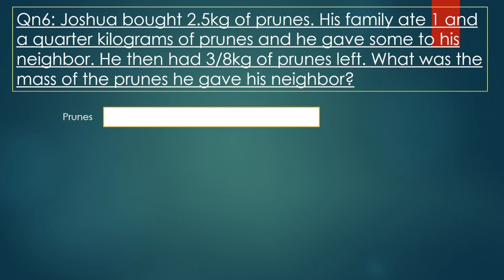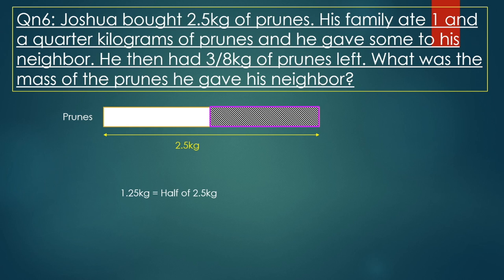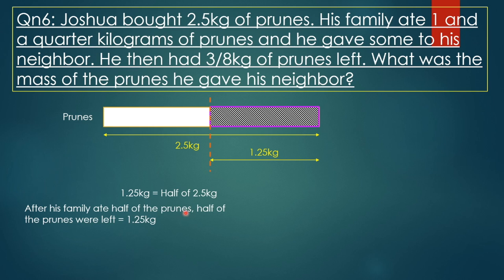So this would be your 2.5 kilograms of prunes. His family ate 1.25 kilograms of prunes, and that is actually half of 2.5 kilograms. So you realize that his family actually ate half of all the prunes. And then he went on to give some to his neighbor. So after his family ate, half of the prunes were left.